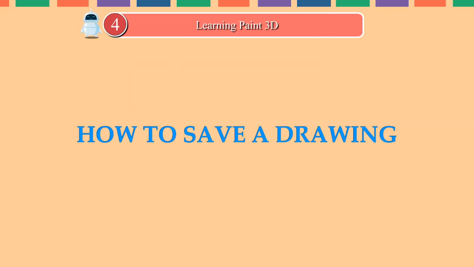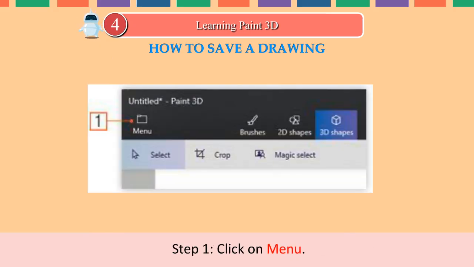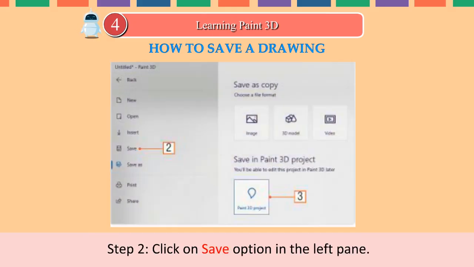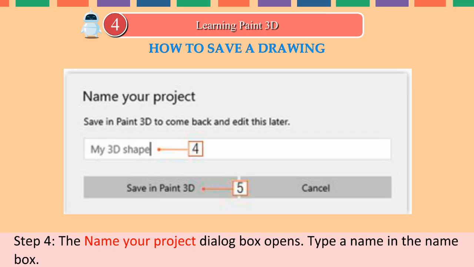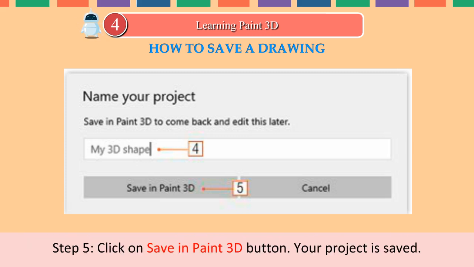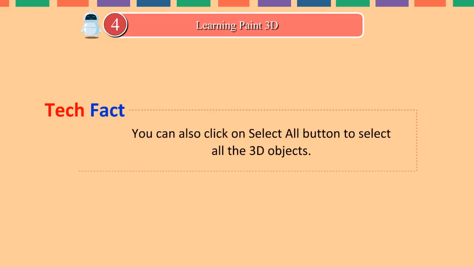How to save a drawing? To save your drawing, follow the given steps. Step 1. Click on Menu. Step 2. Click on Save option in the left pane. Step 3. In the right pane, click on Paint 3D Project button under Save option. Step 4. The Name Your Project dialog box opens. Type a name in the name box. Step 5. Click on Save in Paint 3D button. Your project is saved. Tech fact: you can also click on Select All button to select all the 3D objects.